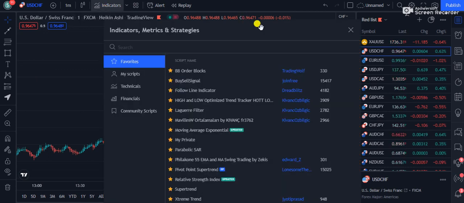So guys, in this strategy we are using a very special moving average called Mavilim W by Kivanc Ozbilgic. I know the name is a bit difficult to understand, so I am going to repeat it again. It is written FR3762 after this moving average. You can see that 2966 traders are using it in their favorites.